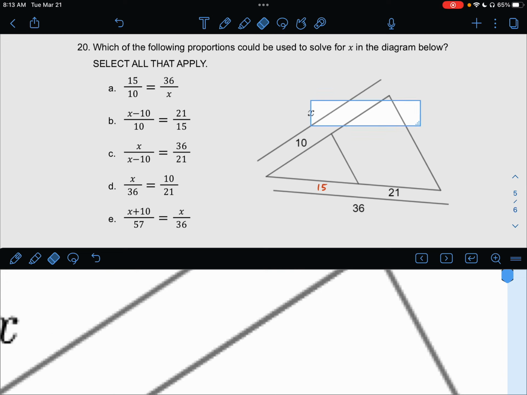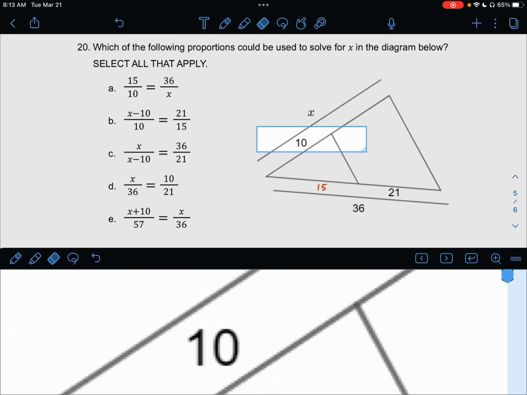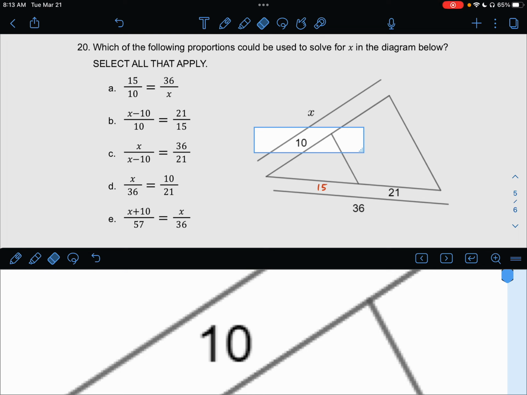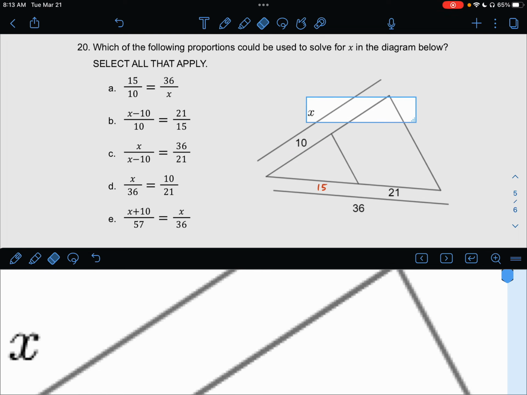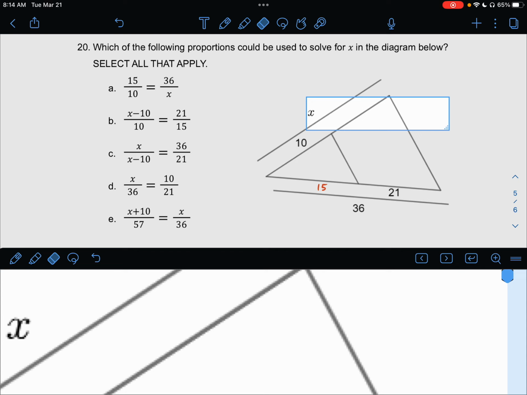Then I have this part here. So I know the entire length is x. I know this part is 10. So I can do x minus that 10, and I can just leave it like that. So this part here will be x minus 10.